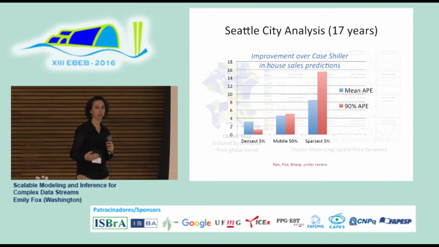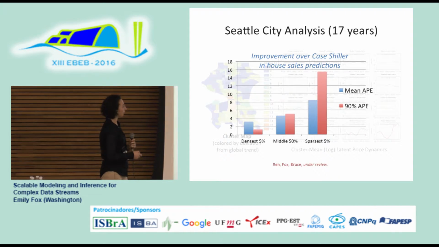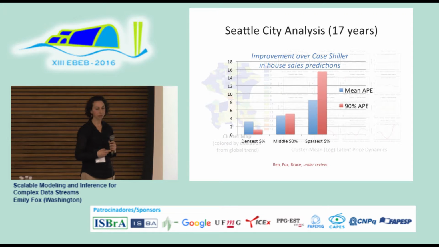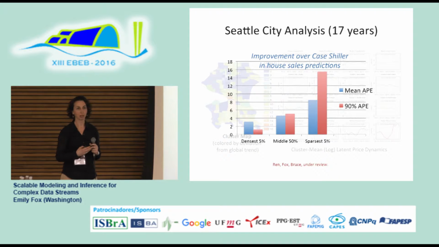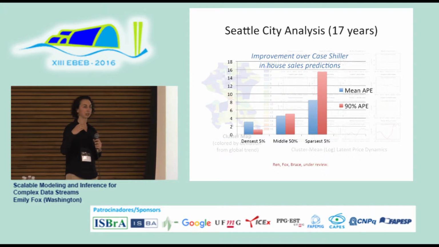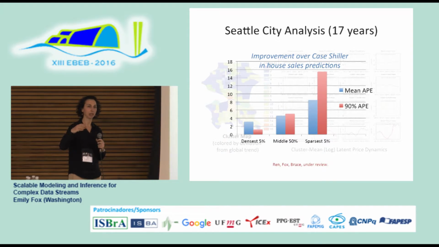But our interest, like I said, was really in inferring a housing index. And so we can look at using our housing index to predict house sales prices. And what this is showing here is we took the industry standard housing index, which is the Case-Shiller index. And that index is computed at the city level, and you can't even compute it at the census tract level because of the data scarcity issue.